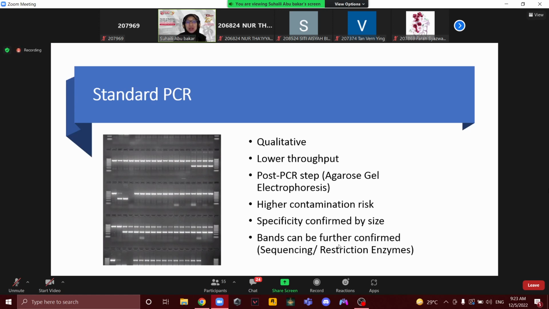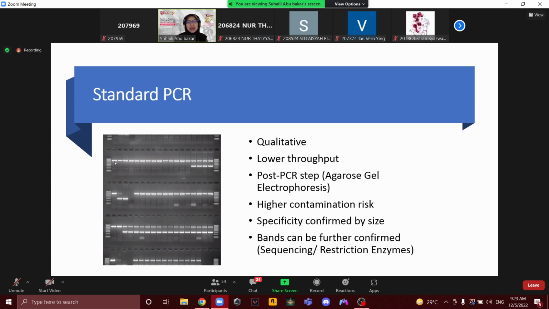However, the bands can be further confirmed. You can cut this, because this is a gel, like agar-agar, like jelly, you can cut. But don't eat it. This one cannot be eaten. You cut the band, and then there's a step where you melt the gel and remain with just the PCR product in your tube. Then you can send it for sequencing or do another step, like restriction enzyme digestion and so on. You can do that to further confirm if you want.